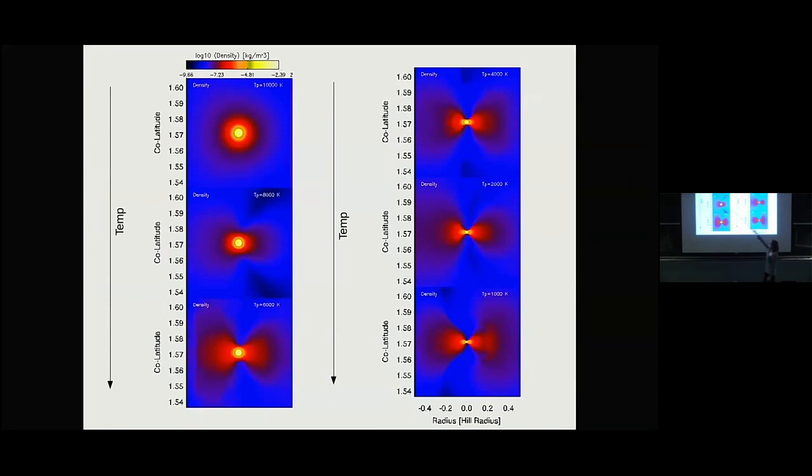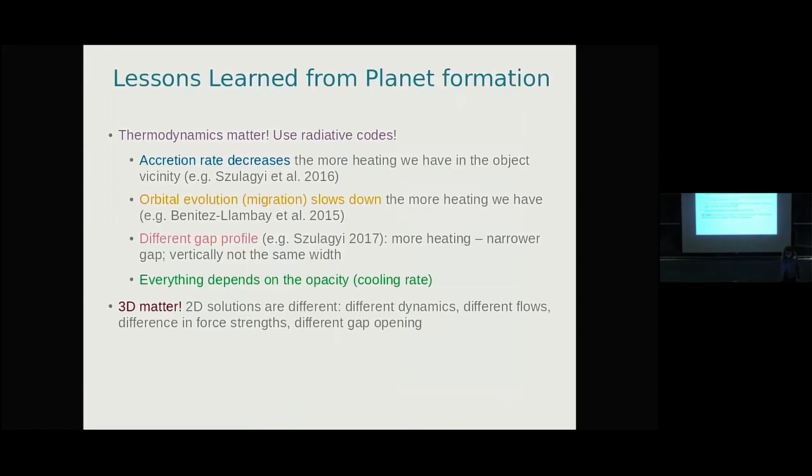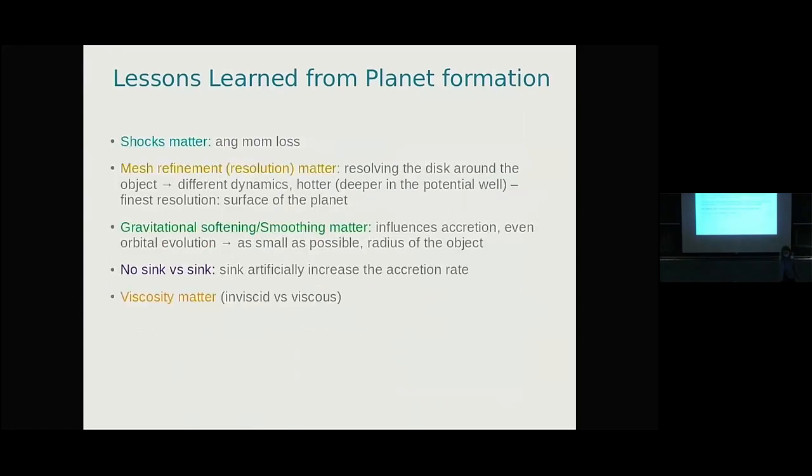So here is a 1 Jupiter mass planet, and what I changed here is only the planet surface temperature. This is 10,000 K, 8,000, 6,000, and so on, down to 1,000 Kelvin. And you see that you get an envelope solution if things are really hot, and the cooler the simulation gets, the thinner the circumplanetary disk you're going to end up with. So we have seen thermodynamics matter, 3D matters, shocks matter, and so on.